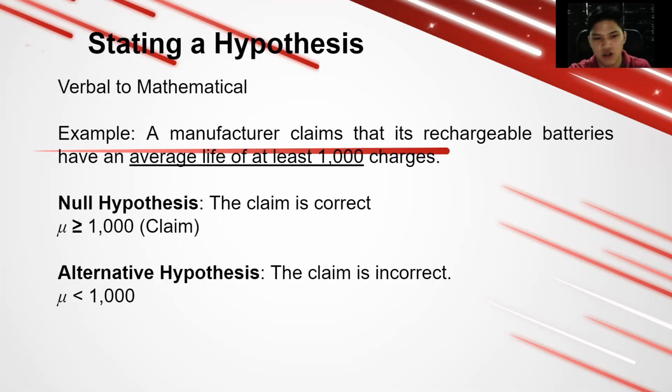wherein that is the claim of the manufacturer that the average life of their batteries is at least 1,000 charges. So the job of the alternative hypothesis is actually to compete with that, to give the opposite claim. So now we have the claim is incorrect, wherein the manufacturer's claim of the rechargeable batteries having an average life of at least 1,000 charges is incorrect. The mathematical statement would be mu is less than 1,000. In this context, mu is the population mean.